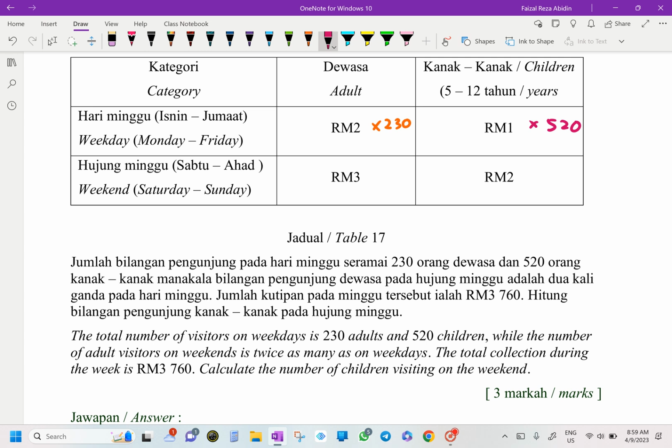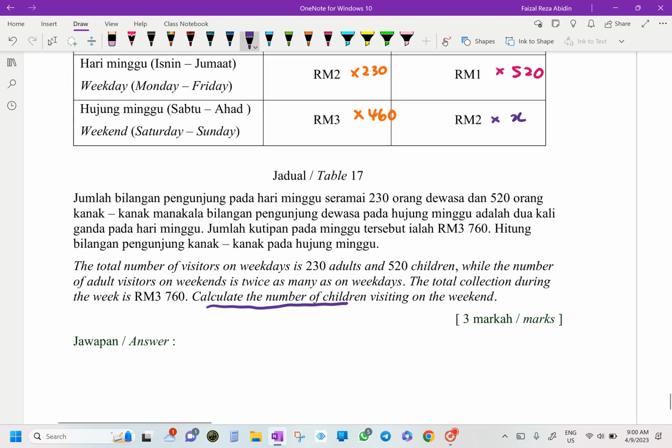Well, the number of adult visitors on weekends is twice. Twice means that this one you are going to get? Yes, 230 times by 2, 460. Okay, this one we don't have. So times by x, we don't have, right? That's what we are going to find, our number of children here. This is not a simultaneous linear equation. This is a normal equation.